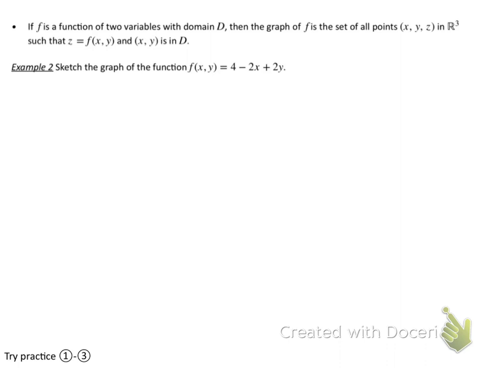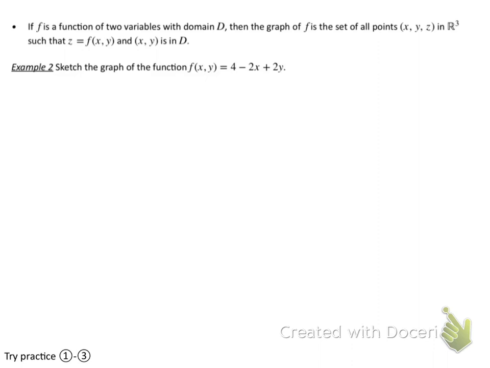If f is a function of two variables, D is the domain, then the graph of f will be, you have the domain x and y, and you also have the range or the output z. So you have three variables, x, y, and z, which means the graph of the function will be in R3. And it satisfies the equation z equals f of x, y. Okay, and also you need to make sure the choices of x, y are in the domain.